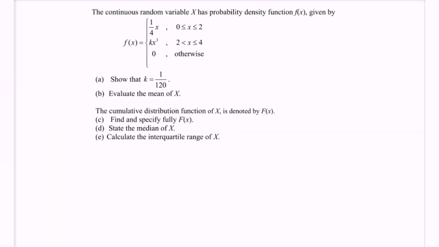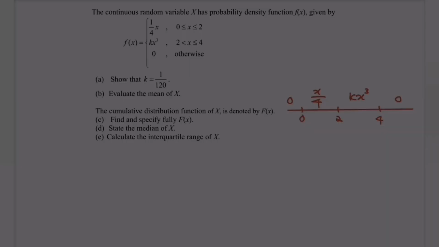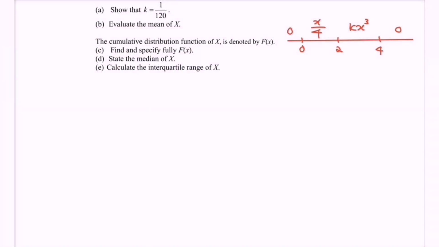Hello everyone, in this video I'm going to discuss the example for random variable. The continuous random variable x has a probability density function given by the situation below. My suggestion is to express the situation in a real number line. Here we have the situation from 0 to 2, from 2 to 4. The function will be x over 4 for 0 to 2, and then from 2 to 4 we have kx cubed. Other than that we have 0. Part A: show that k is equal to 1 over 120.